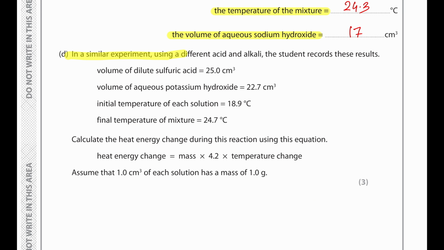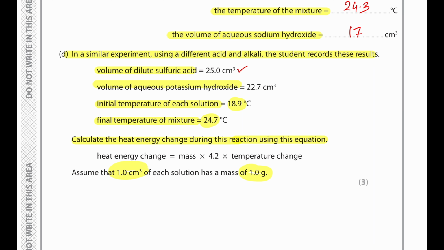In a similar experiment using a different acid and alkali, the student records this result. The volume of dilute sulfuric acid is 25 cm³, the volume of aqueous potassium hydroxide is 22.7, the initial temperature of the solution is 18.9, and the final temperature is 24.7. Calculate the heat energy change during this reaction using this equation. We will assume that 1 cm³ represents 1 gram.